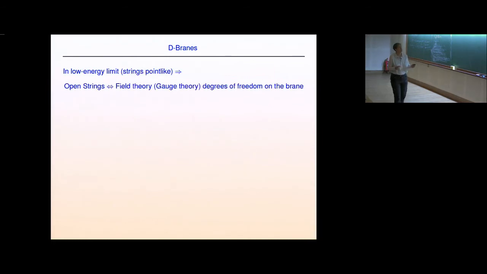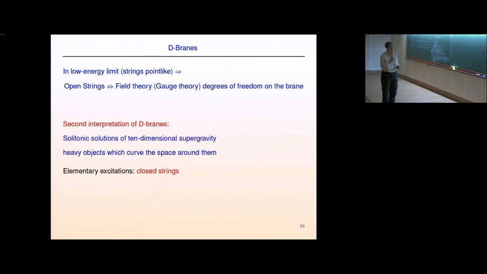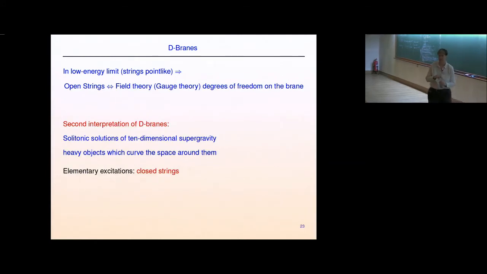Okay, and in particular, if we take a very low energy limit, so essentially we go so far away that we can't resolve the structure anymore, then the strings look point-like again. The dynamics of these open strings just corresponds to a Lagrangian for the gauge theory degrees of freedom on the brane. So that's picture number 1, the quantum field theory picture of branes, the gauge theory side of things.